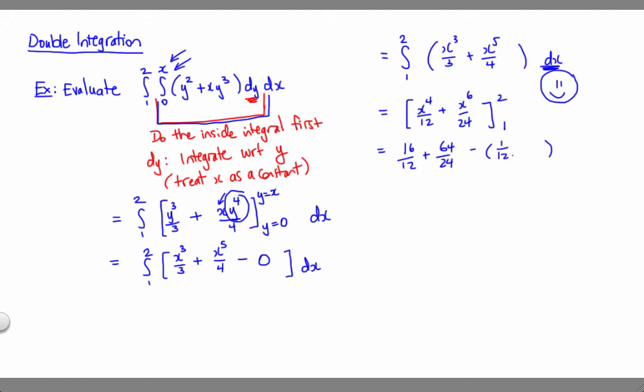So 1 over 12 plus 1 over 24. Okay, if we were to put everything over 24, this would work out to 93 over 24. That's one way to give your answer, or you could reduce that fraction and call it 31 over 8.